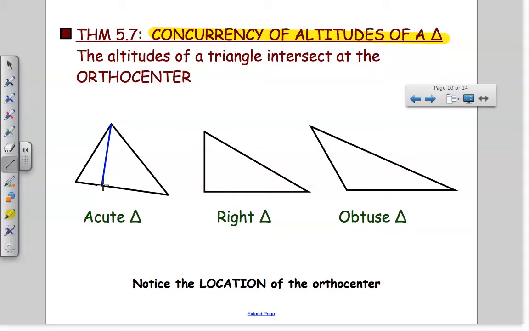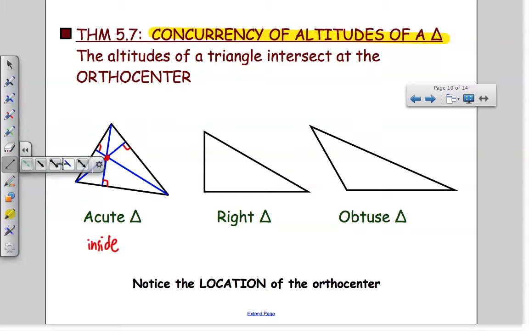So if I do a quick example in this acute triangle, again I'm going from a vertex, trying to make a right angle with the opposite side. And even just in my quick approximation, you notice in an acute triangle, the orthocenter is located inside that triangle. Again, all of these I was approximating visually as a right angle to the opposite side.